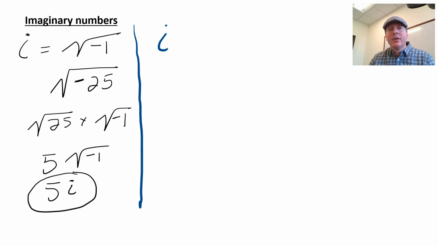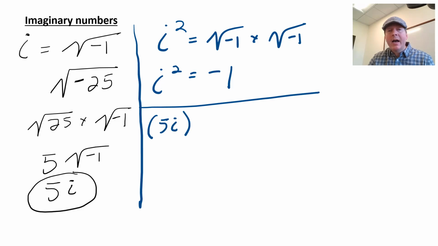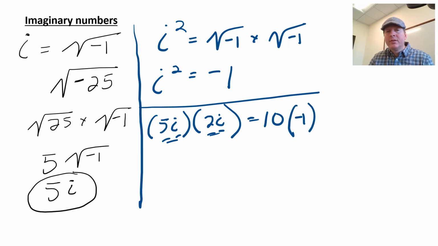Suppose I saw i squared. That's the same as the square root of -1 times the square root of -1. That is, i squared is the same thing as simply -1, okay? So if you asked me what is 5i times 2i, well, 5 times 2 is 10, and i times i is i squared, which is -1, so 5i times 2i is equal to -10.